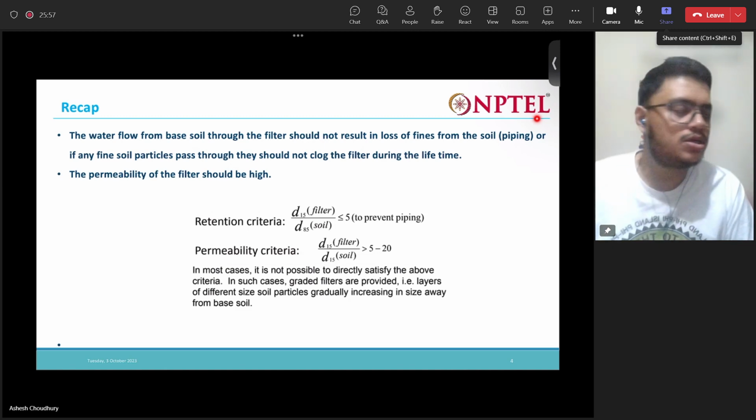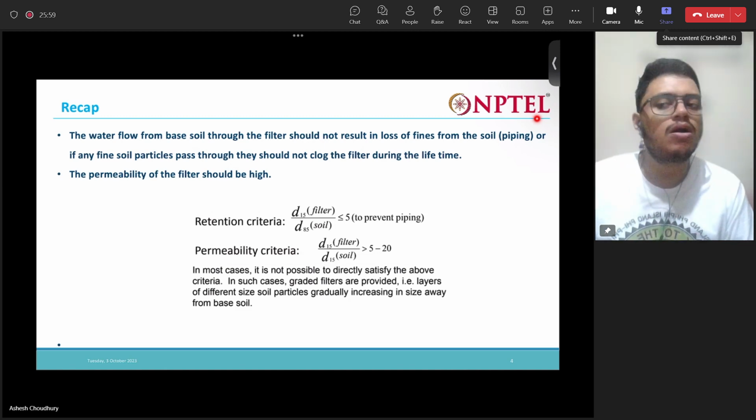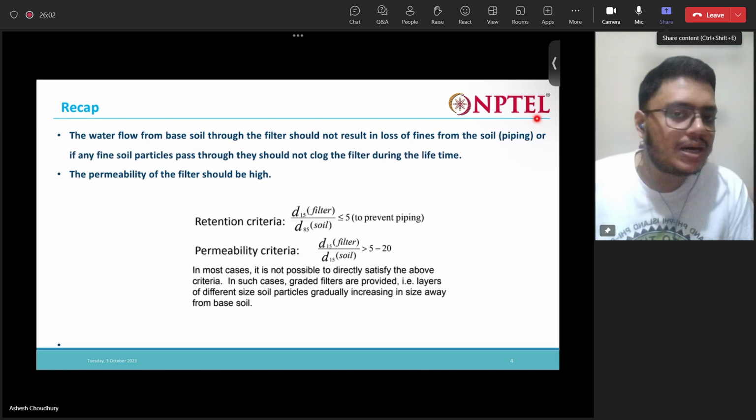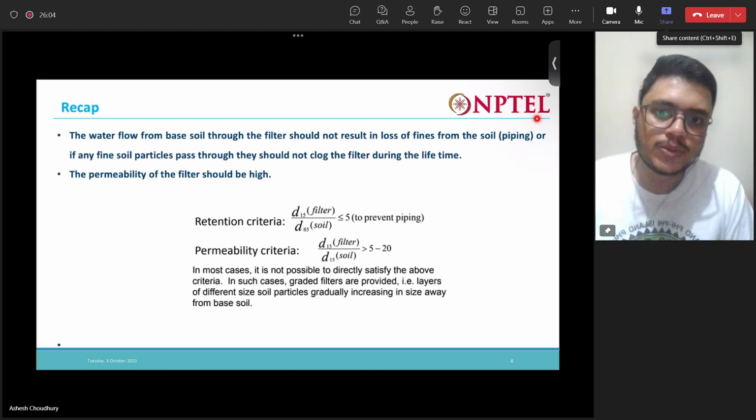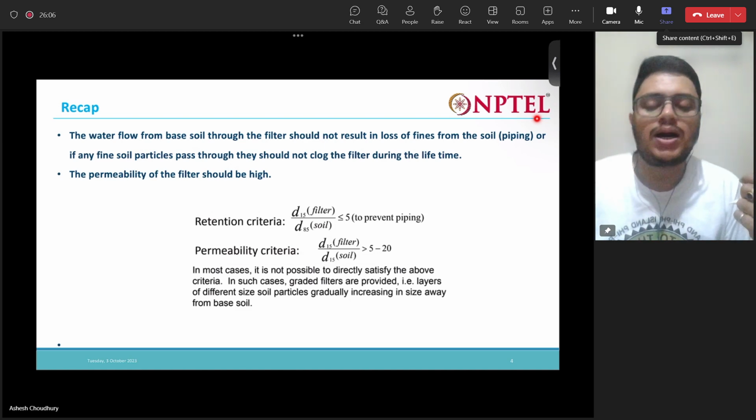Why shouldn't they clog? If the pores get clogged, water won't be able to pass through easily.